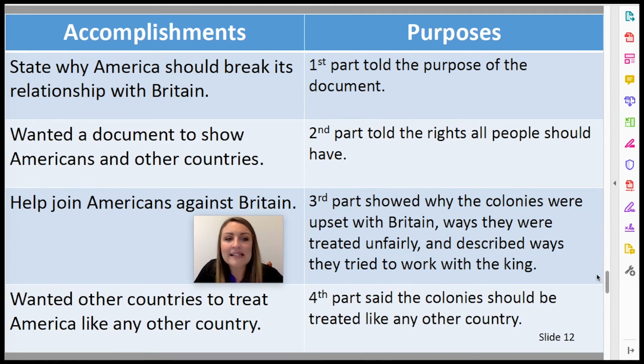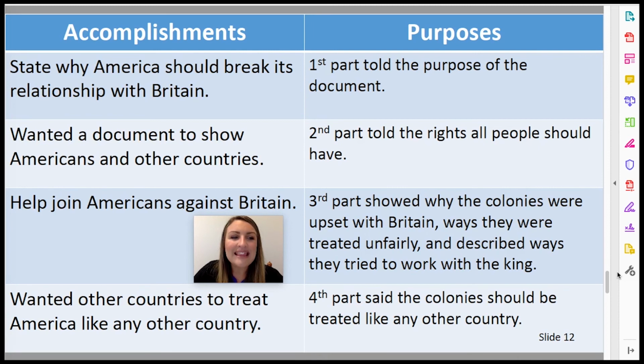Okay, boys and girls, so make sure you have all of this information. States why America should break its relationship with Britain. Did you get all that in your first bullet point? Excellent. Wanted a document to show Americans and other countries. Did you get all that in your second bullet point? Excellent. Help join Americans against Britain. Did you get all that in your third bullet point? Wonderful. And wanted other countries to treat America like its own country.